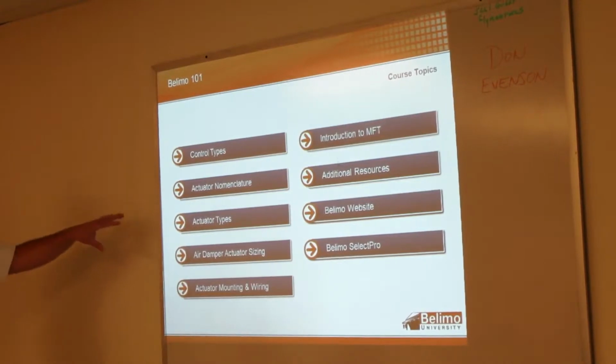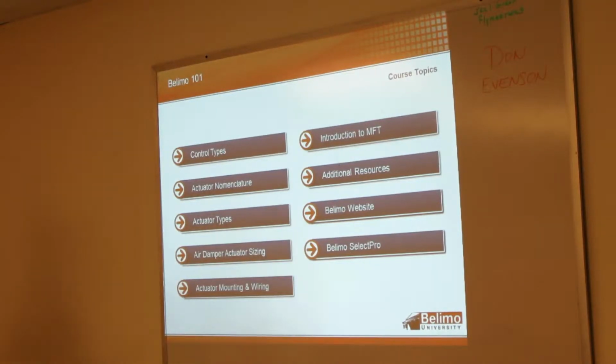All right, so this is what we're going to talk about today. We're going to talk about different control types, the actuator nomenclature. Why is the Belimo part number the way it is? Because it can be confusing. Actuator types, air damper actuator sizing, actuator mounting and wiring, introduction to MFT, some various resources that we have, our website, and some software that we have called Select. That's what we're going to talk about this morning.